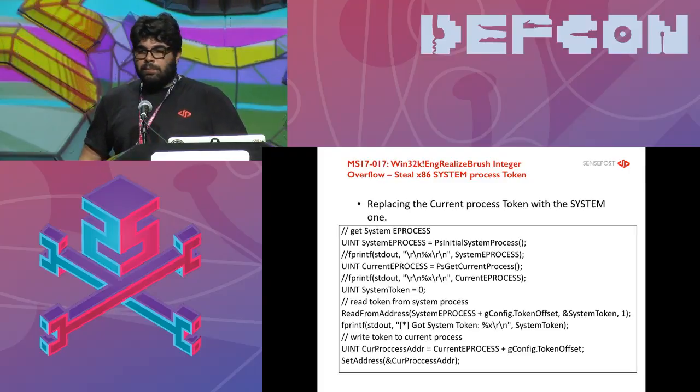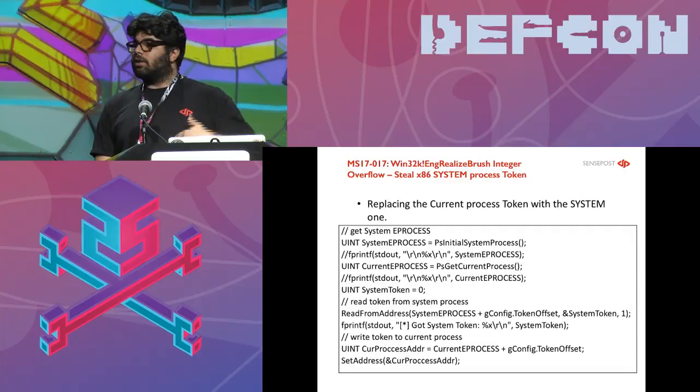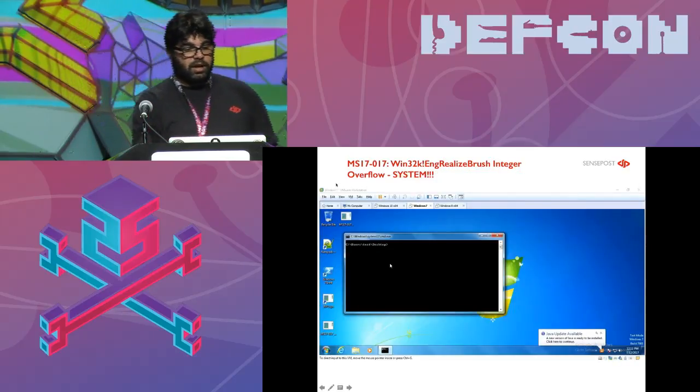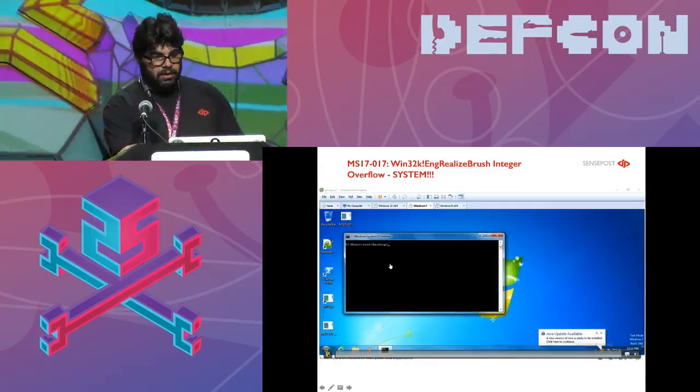So the next step would be to use these primitives to actually read and change the current process token privileges. We start by getting the initial system process and, as I explained earlier, calculating the address of this kernel system process, and then using the arbitrary read to read a security token, and then using a kernel write to replace our own. We will now see directly exactly how this happened.